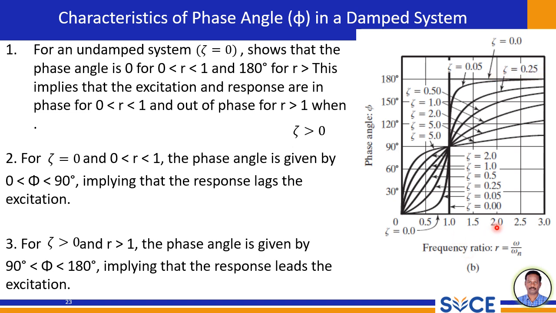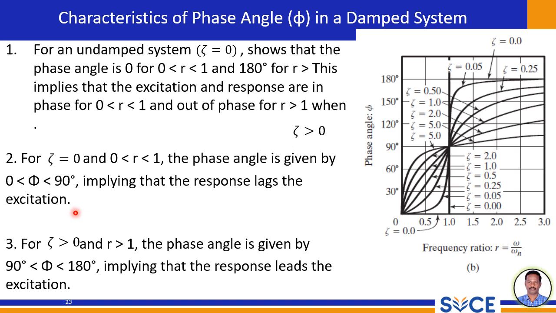This means when R is less than 1, the excitation and response are in phase. When R equals 1, excitation and response are out of phase. This is consistent with what we have seen in previous discussions. However, it is very important that when damping is 0, the phase angle is actually between 0 and 90 degrees, implying that the response lags the excitation. This contradicts the initial statement of being perfectly in phase.